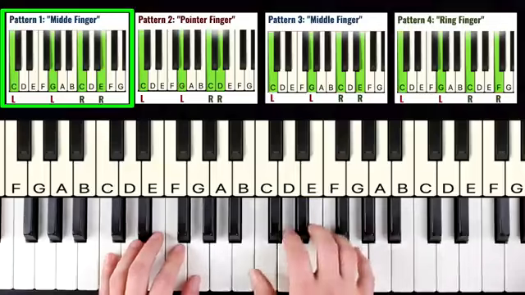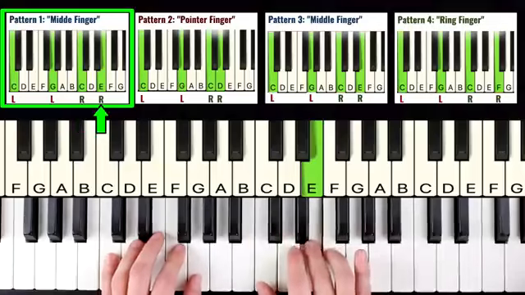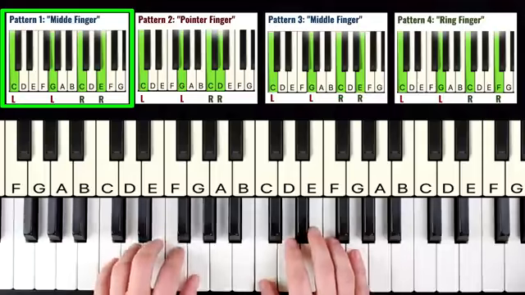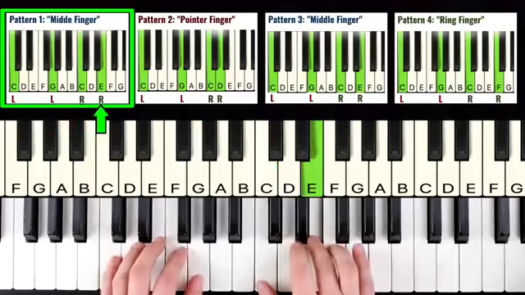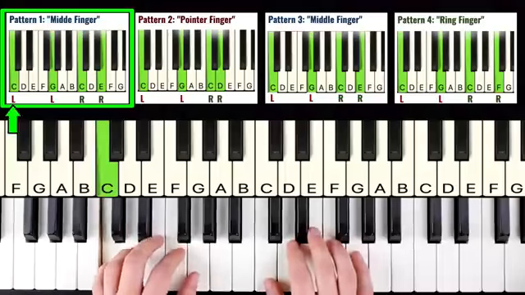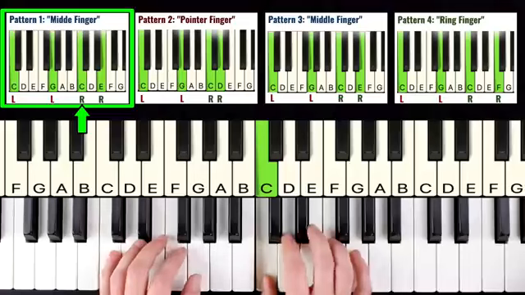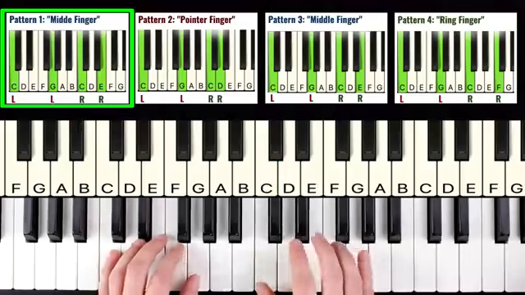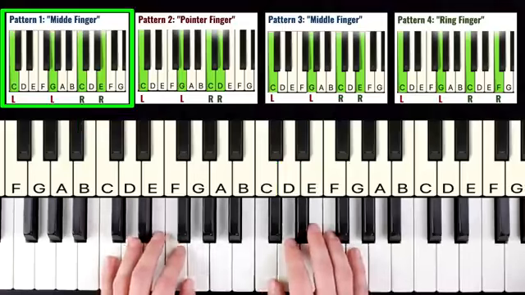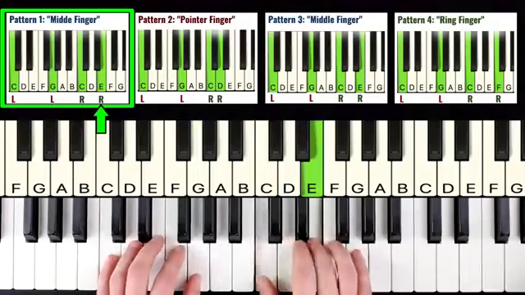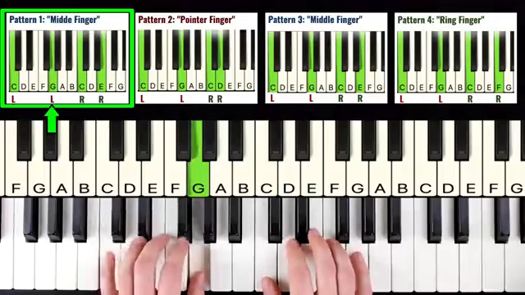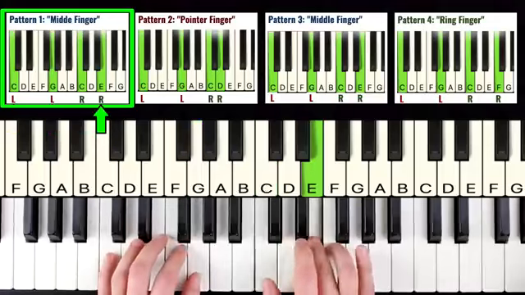All right, try that. Thumb, middle. And so when we put them together, we have pinky, thumb, thumb, middle. Try that. Pinky, thumb, thumb, middle. And all we do is we repeat that pattern over and over. So pinky, thumb, thumb, middle, pinky, thumb, thumb, middle.